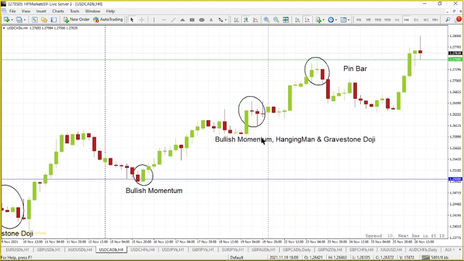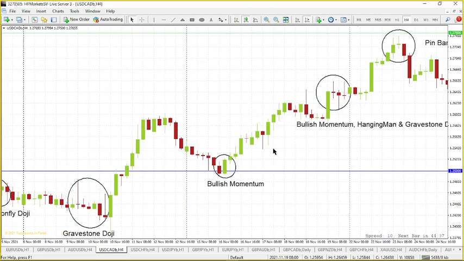Okay, what happened here? We have bullish momentum, that is this very particular candle here. Then we have hanging man. Look at the hanging man here. Then we also have gravestone doji. Okay. This is gravestone doji. What does this guy look like? There is not much difference between this guy and this guy. So you can call it whatever you want to call it, doji, spinning top, or a kind of pin bar. Whatever you think is okay by you, you just call it.